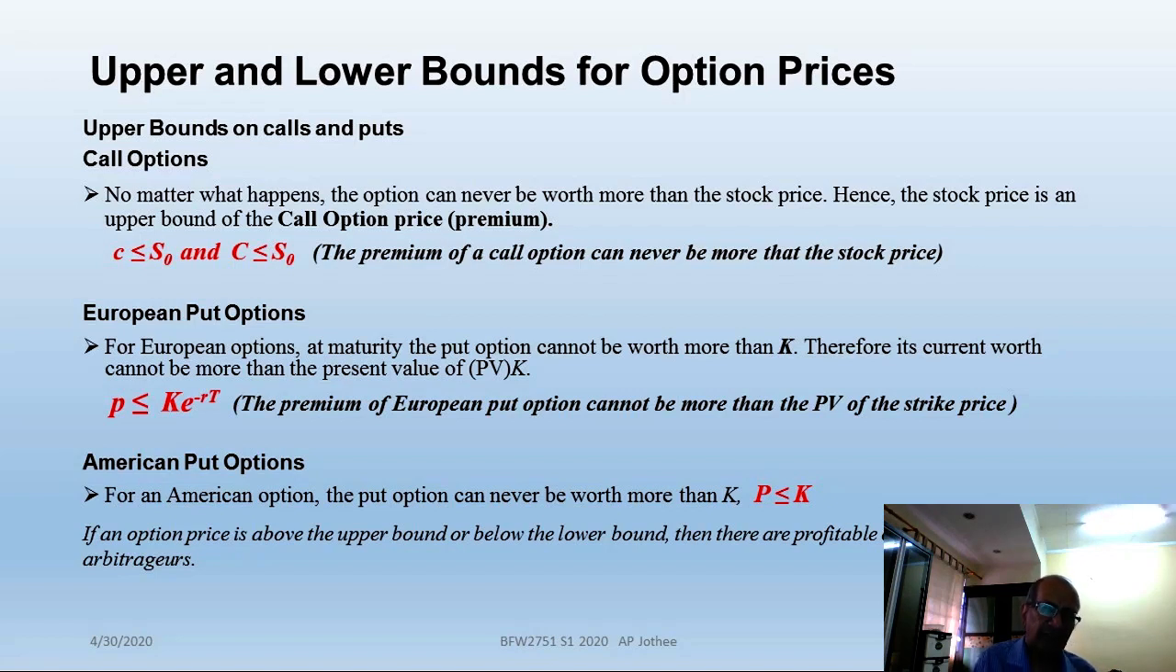Remember this carefully. When I say calculate the upper bound of a call option, the upper bound of a call option is nothing more than the stock price itself at the inception.